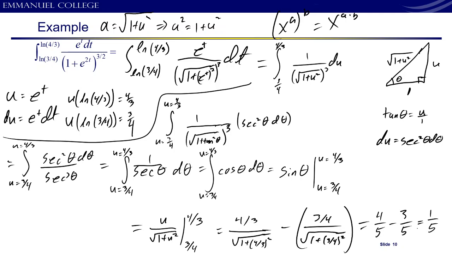A lot of work and a lot of stuff that doesn't look like it's going to naturally come out to some kind of nice number, but after all the algebra and arithmetic is done, this is just 1/5. So, but anyway, that's the example.